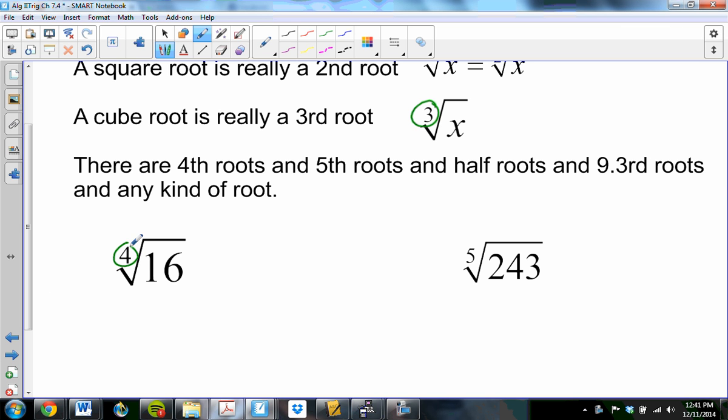So a 4th root is really saying what to the 4th power equals 16. In this case, the 4th root of 16 is 2, because 2 to the 4th power is 16. The 5th root of 243 is 3, because 3 to the 5th is 243. We do all kinds of roots, asking basically what number to this power equals this number.